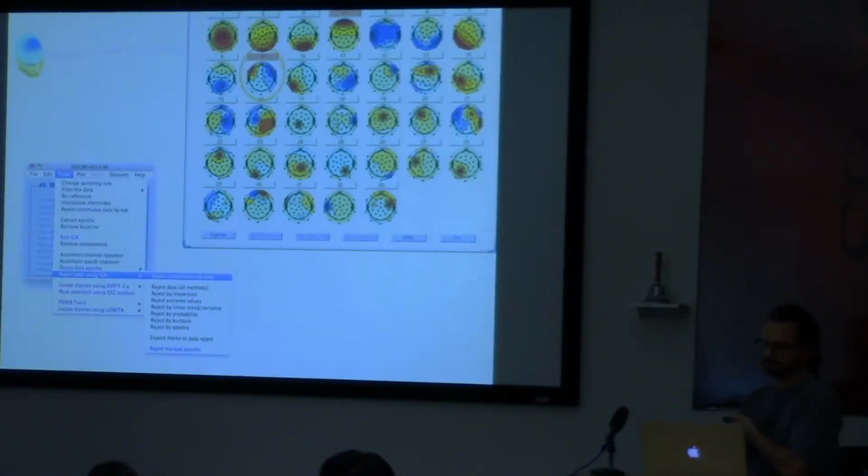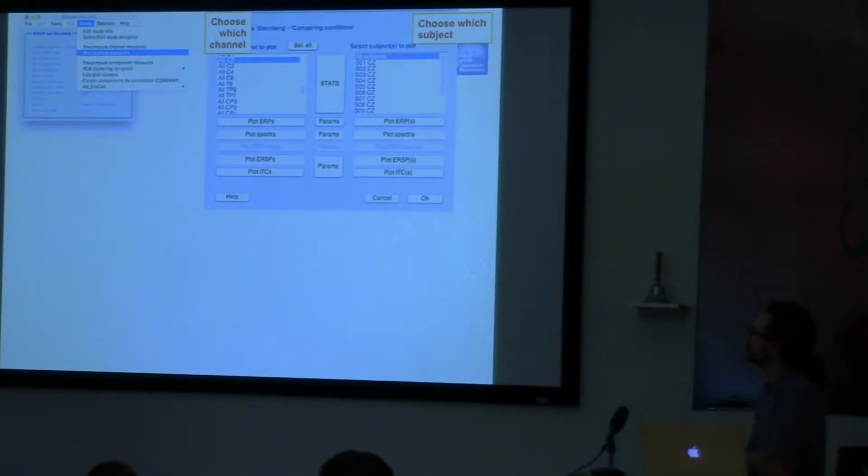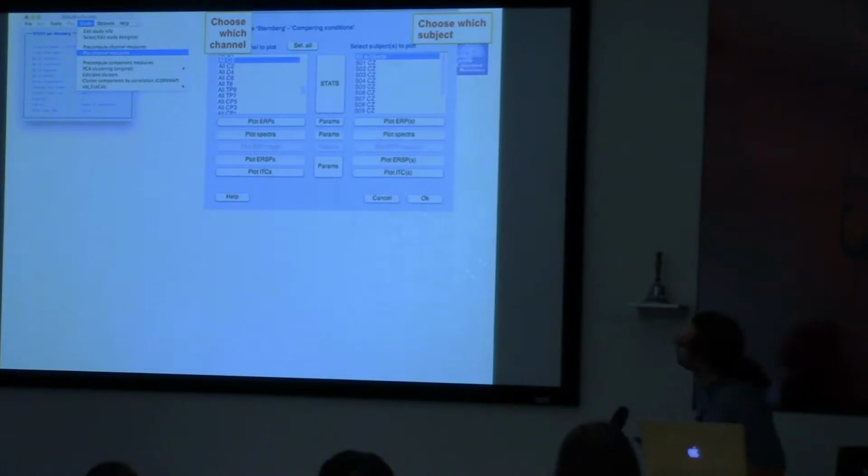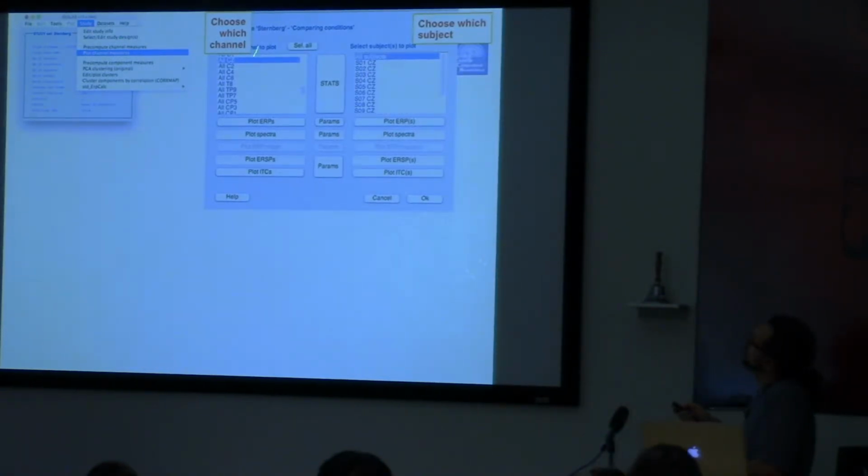Once you're done with that, you call this third menu, plot channel measures, and this is what pops up. On the left, you have electrodes at the group level, and on the right, you have electrodes at the single subject level. So every time you click on these buttons here, that's group level. Every time you click on this button here, that's to see what's going on in single subjects.